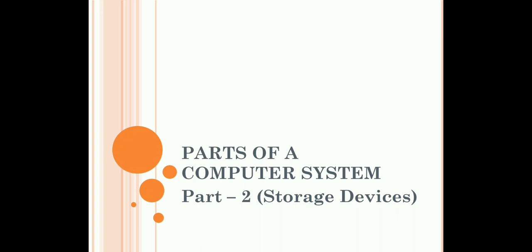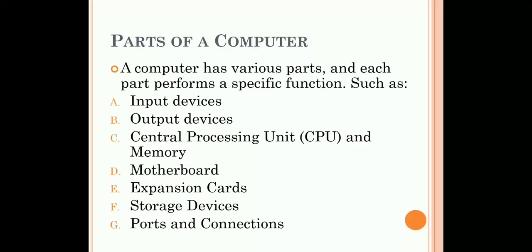In the previous class we have discussed the different parts of the computer system. In that video we discussed only two parts of the computer system, that is input and output devices. In this part we are going to cover the storage devices. Fine. Let's start with the parts of computer.